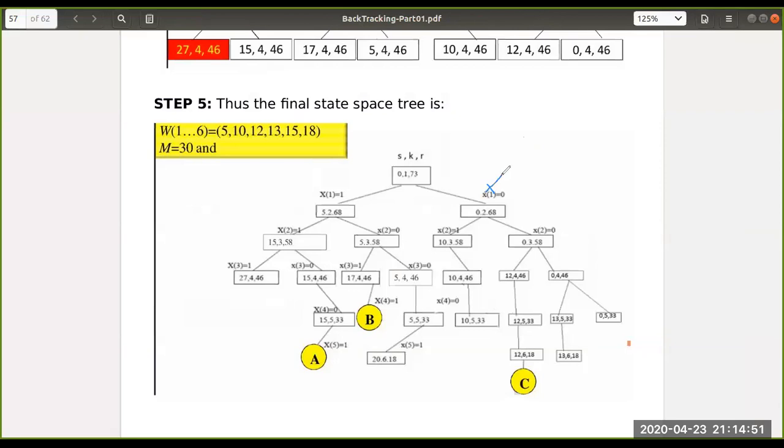Not included, so this is not included. And including the weight of the third item, that is 12. Yes, it is included. And not including the weight of the fourth item, so this is not here. There is no space, that's why it is showing like this. Actually it should show like this.